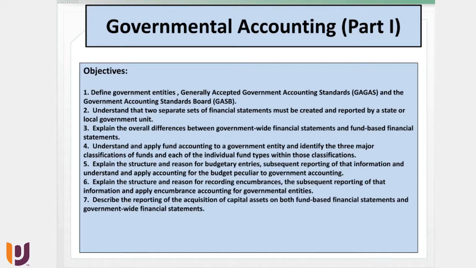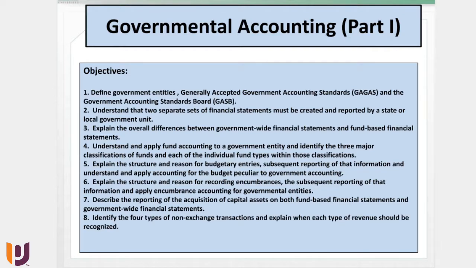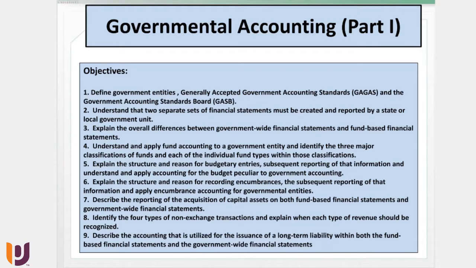7. Describe the reporting of the acquisition of capital assets on both fund-based financial statements and government-wide financial statements. Number 8, identify the 4 types of non-exchange transactions and explain when each type of revenue should be recognized. And 9, describe the accounting that is utilized for the issuance of a long-term liability within both the fund-based financial statements and the government-wide financial statements.